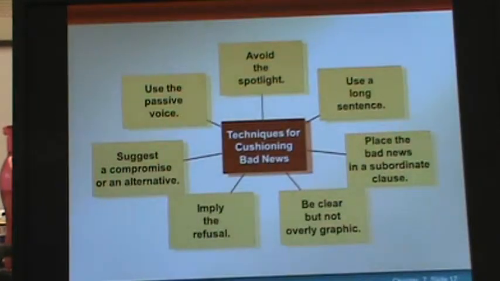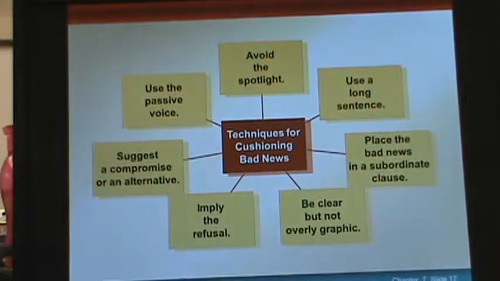So here are the techniques we can use. We're going to go through them individually: avoid the spotlight, use a long sentence, place the bad news in a subordinate clause, be clear but not overly graphic, imply the refusal, suggest a compromise or an alternative, and use passive voice, which we've talked about in past chapters.